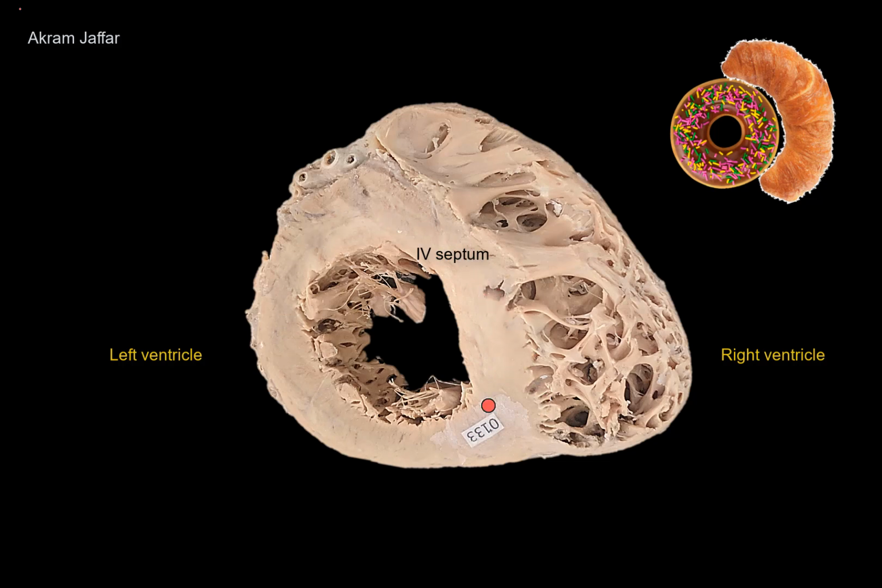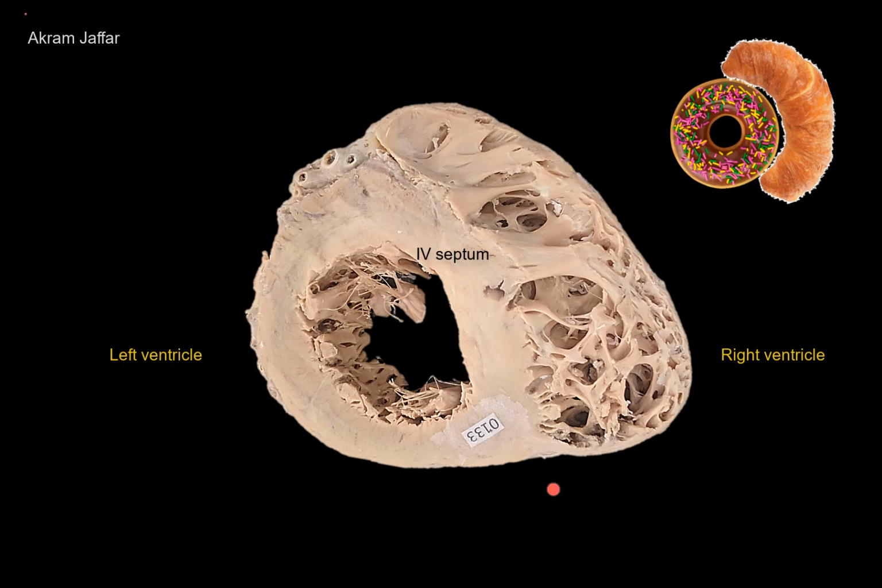It is part of the left ventricle, and the wall of the left ventricle is 3 times as thick as the wall of the right ventricle, because it has to pump the blood against 120 millimeters of mercury blood pressure in the systemic circulation.